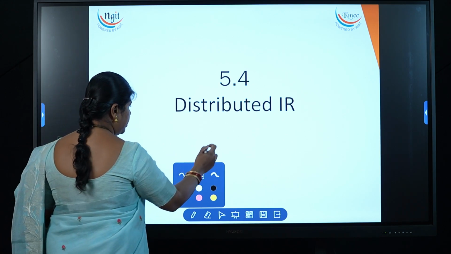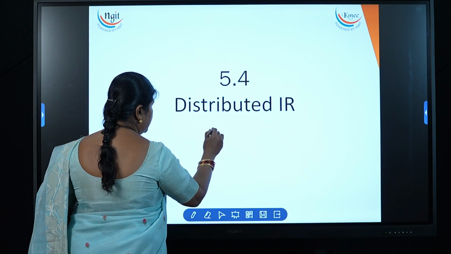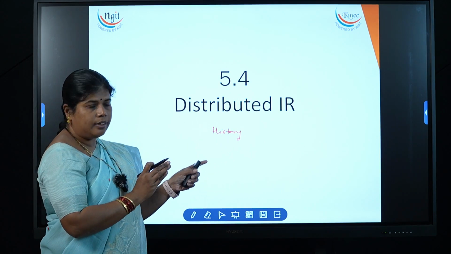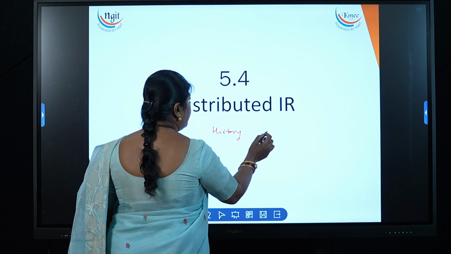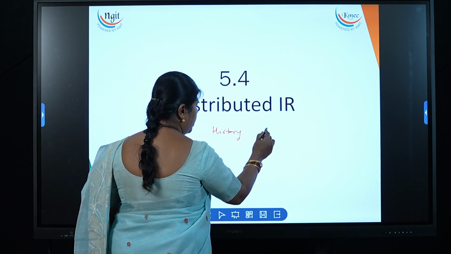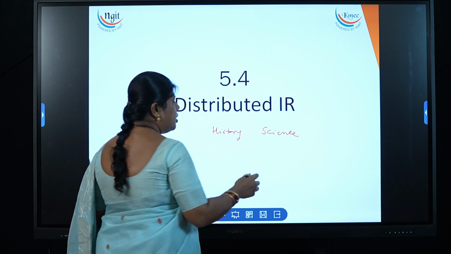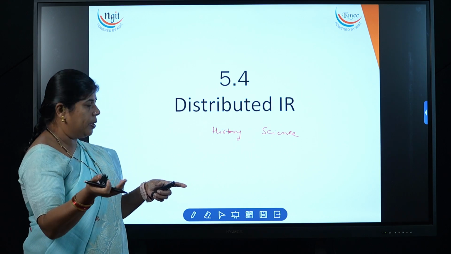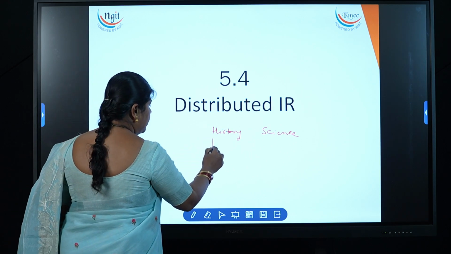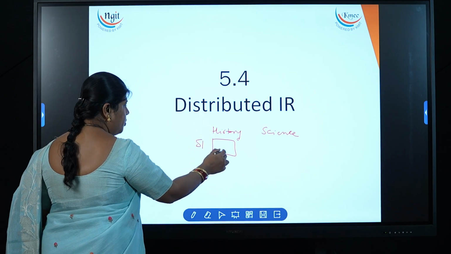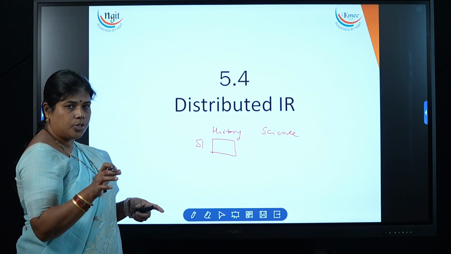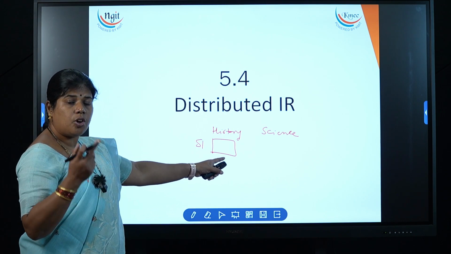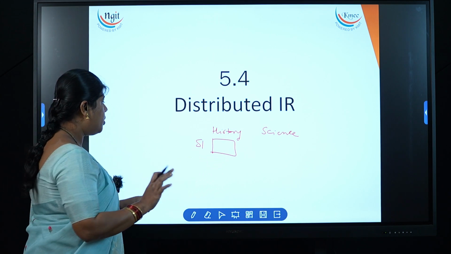Now we know that we have data related to history. We want to store data related to history, then data related to science. Like that, different topics will be there, and we want to store the data on each topic. Suppose there is server 1 which is storing the data related to history. But will only one server be sufficient to store the history of the whole world? No.